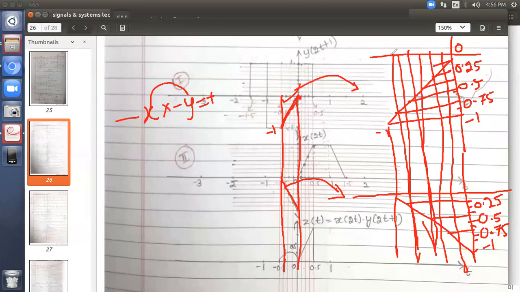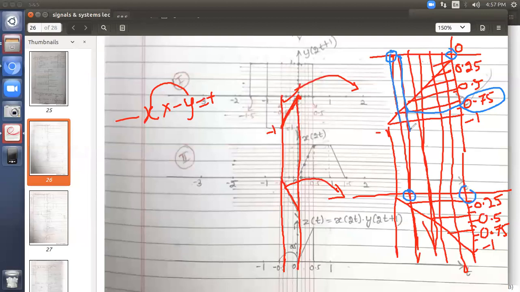If I start with this end, let me take a different color. Let me start with this. This is your starting point and this is your end point. If I start at this point, observe what the amplitude is. It is 0.75. Leaving this, I'm taking the next point.